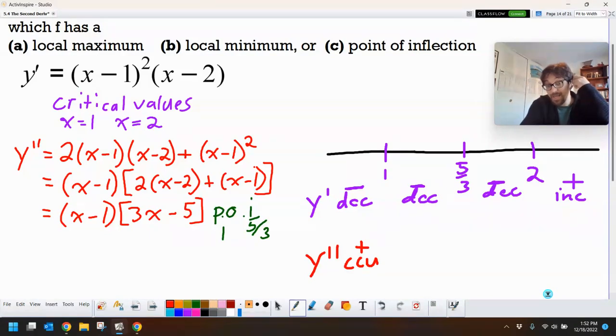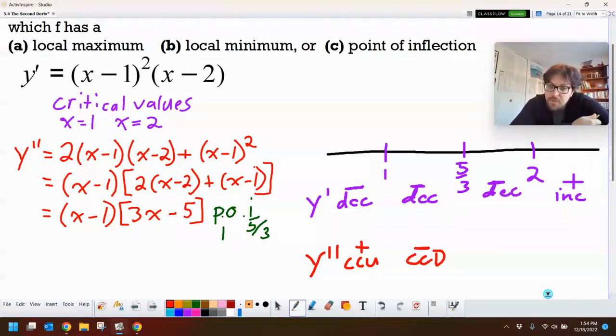And then on the other side of 1, between 1 and 5/3. So will 1.5 work? Yeah, 1.5 should work. So let's see. So 1.5 minus 1, that's a half. 3 halves, that's 9 halves minus 5. That'll be negative, like a -1/2. So a -1/2 and a -1/2. -1/2 and a +1/2, that'll be negative, so then we'll be concave down.